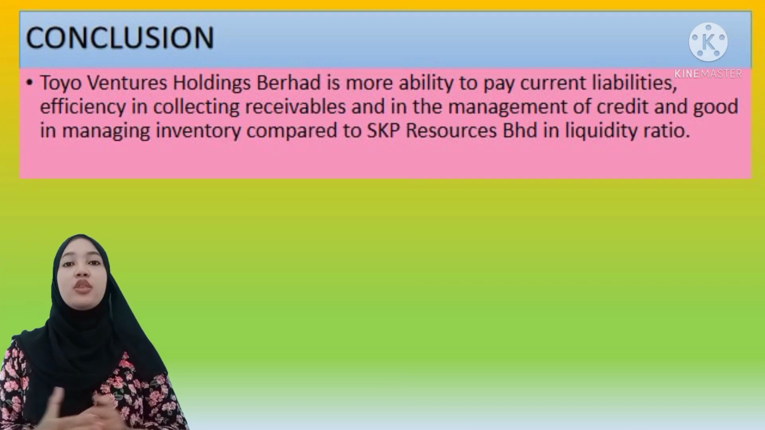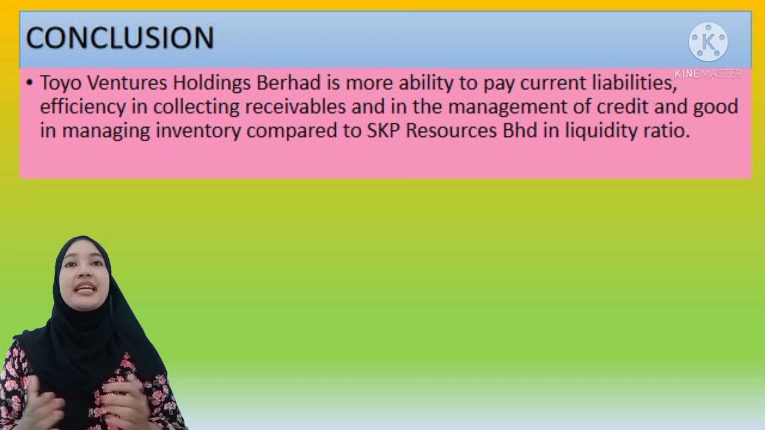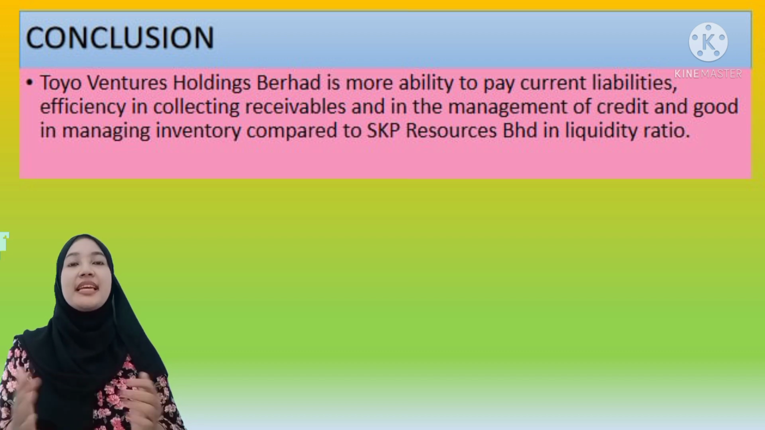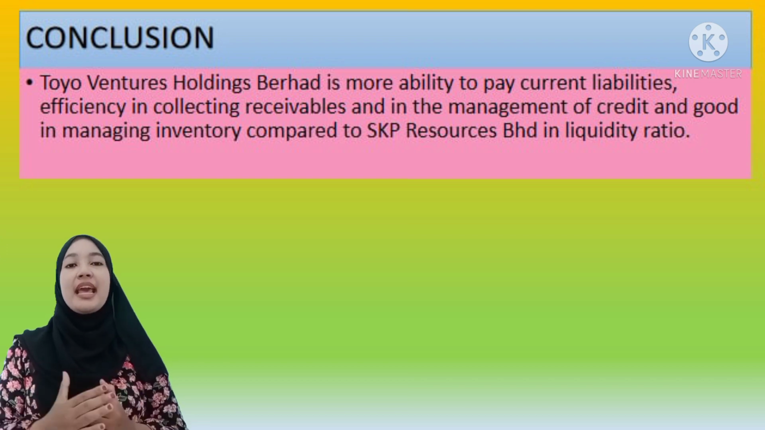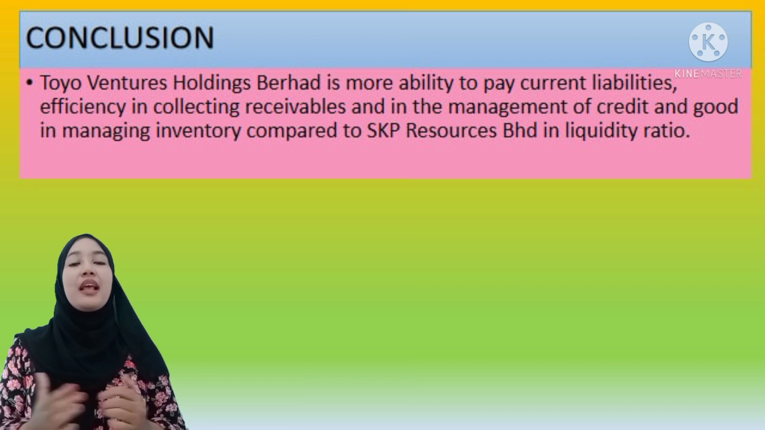In conclusion, Toyo Ventures Holding Berhad has more ability to pay current liabilities, efficiency in collecting receivables, and in the management of credit, and is good in managing inventory compared to SKP Resources Berhad in liquidity ratio.